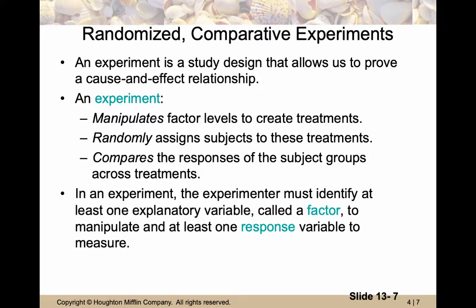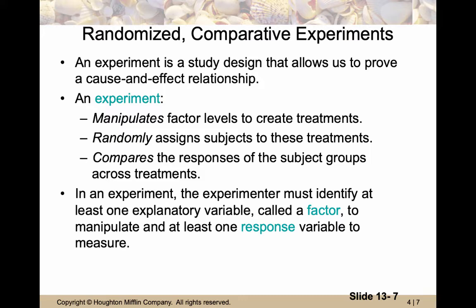An experiment manipulates factor levels to create treatments. Okay, we come up with different values for a variable that we think is going to cause different responses. And then here is the critical characteristic of an experiment. An experiment randomly assigns subjects to treatments. In an experiment, you never let the subjects choose which treatment they will receive. At the end, an experiment compares the responses of the subject groups across treatments.